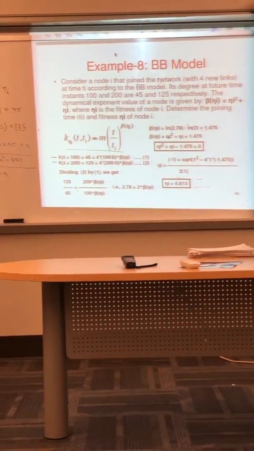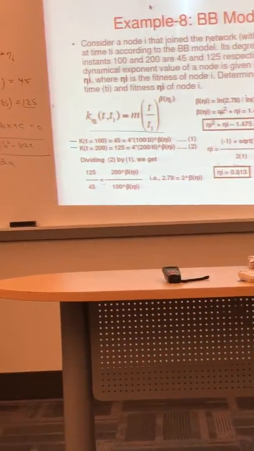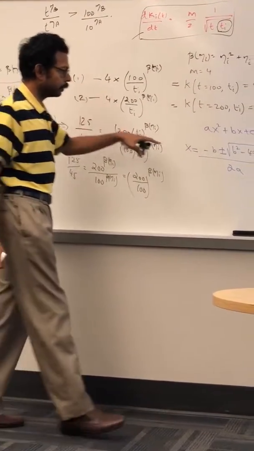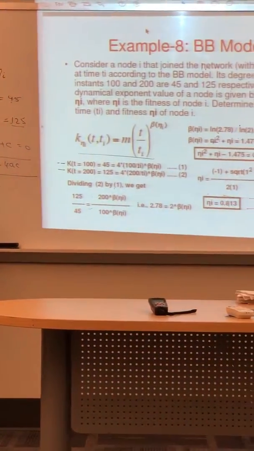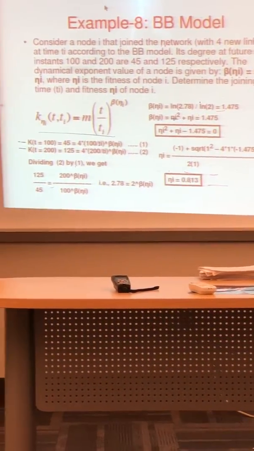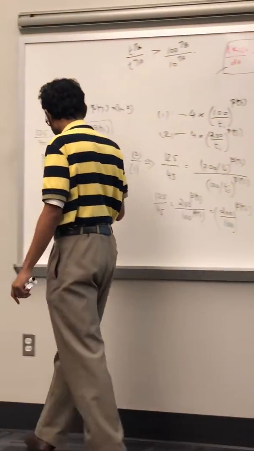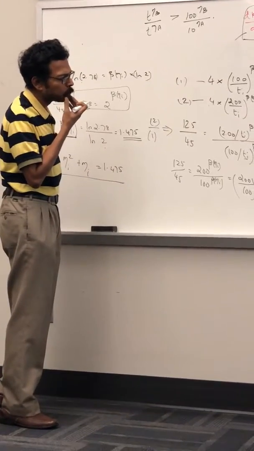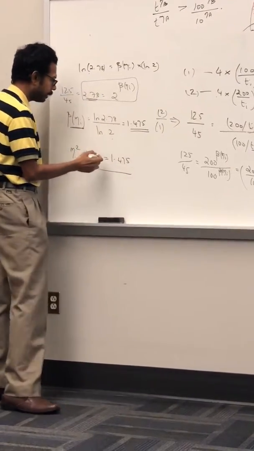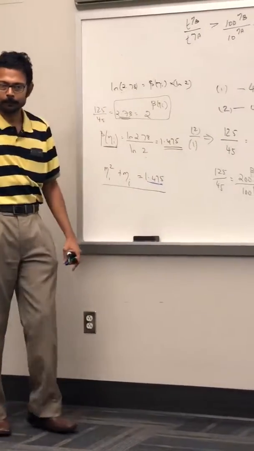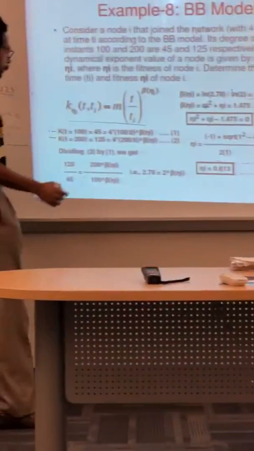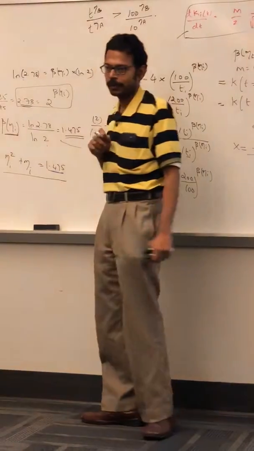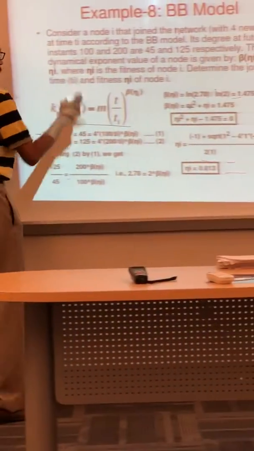So the other thing that you have to find is the joining time. Okay, so how would you find the joining time? Plug it back into one of the 2 degree equations given to you. Okay, so now that we know what eta I is, actually you don't need eta I. All you need is the 1.475, right? So we found beta of eta I, which is this, 1.475, right? So we can substitute for that here.